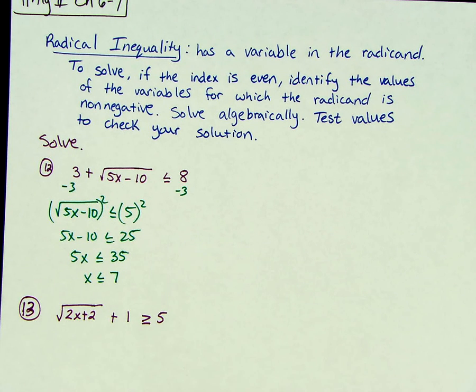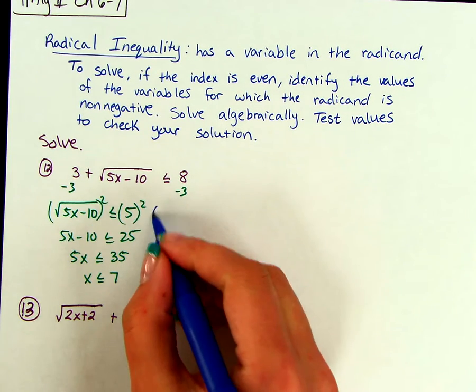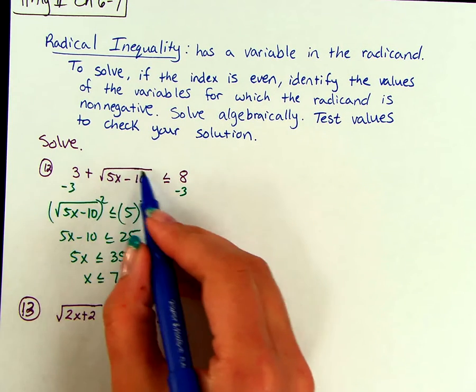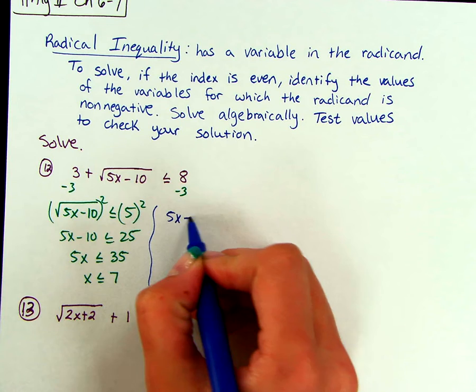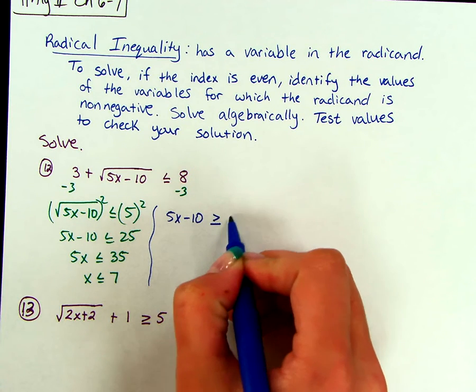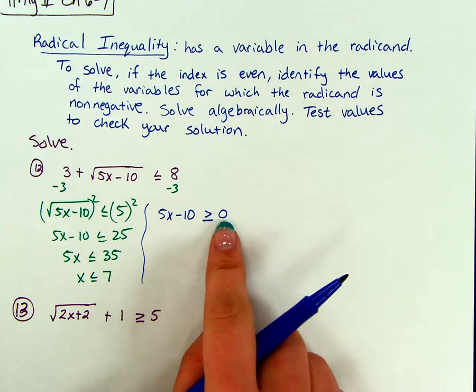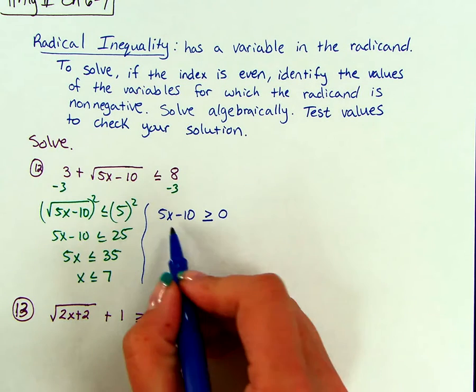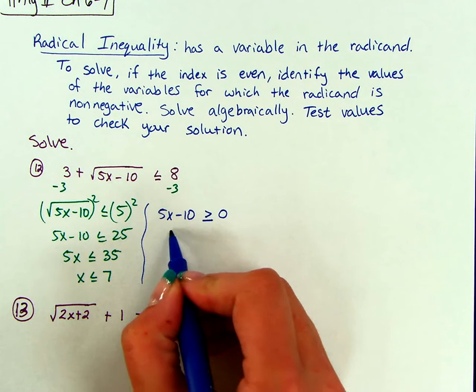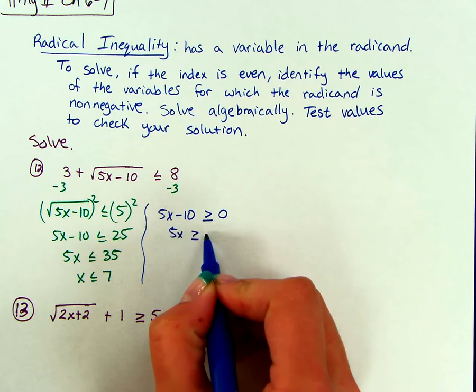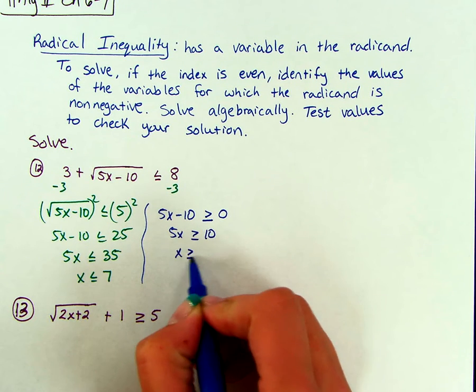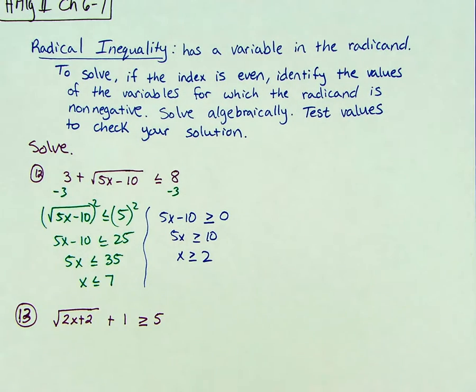So now we have to go back and consider the domain. And your domain is determined by what's underneath the radical, because remember, we're not allowed to take the square root of a negative number. So I'm going to take what's inside here, so that 5x minus 10, and that has to be greater than or equal to 0. Okay? So we're always going to use greater than or equal to 0 for the second part of this problem. And then we're just going to get x by itself. So we're going to add the 10. So 5x is greater than or equal to 10, and then divide by 5 to get 2.